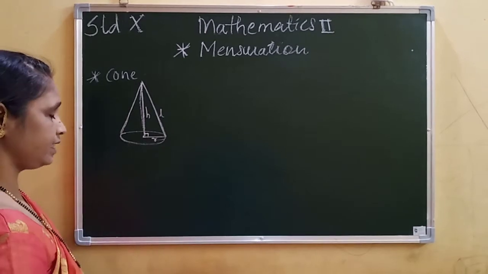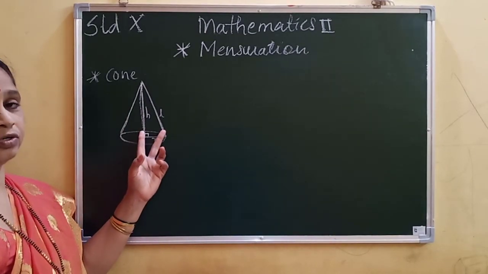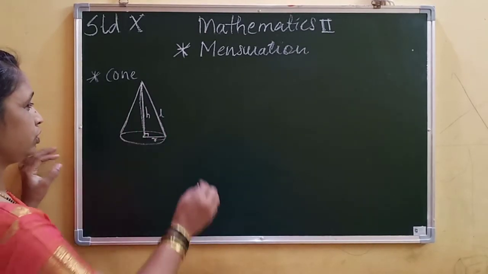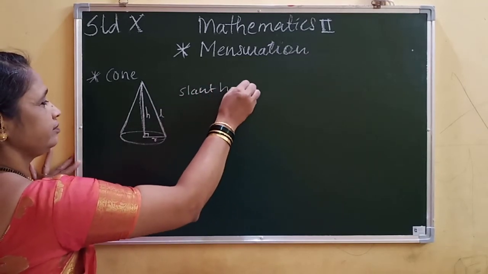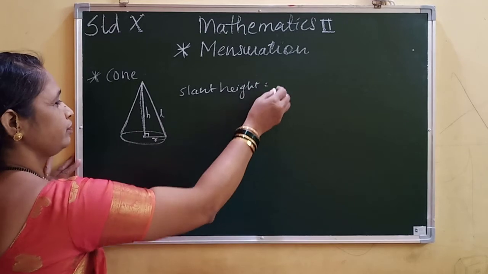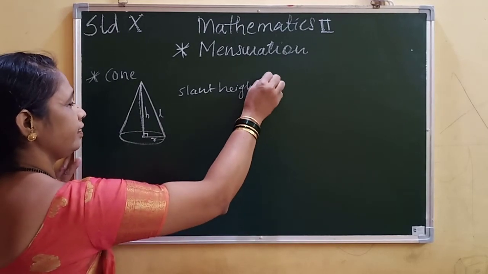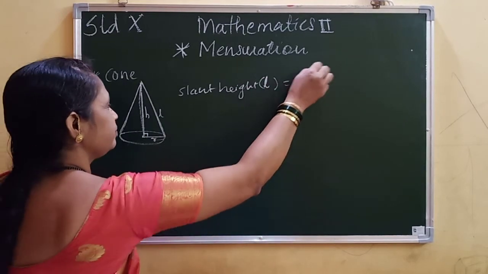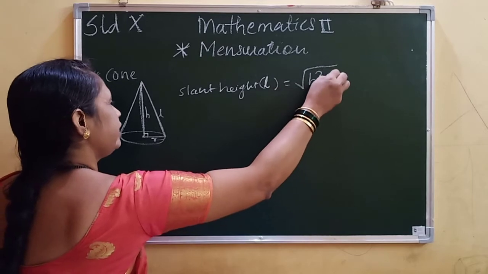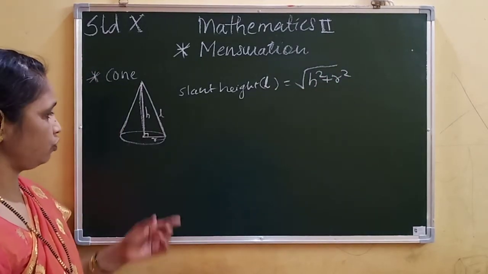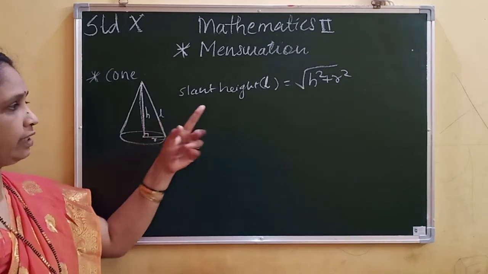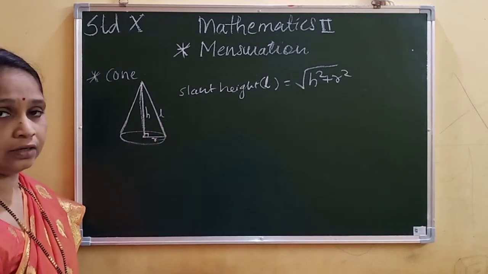Okay, so slant height of a cone, what? Here you have to use the Pythagoras theorem. So the slant height of a cone will be equal to L. L you have to find out, means it will be square root of h square plus r square, or you can write r square plus h square.